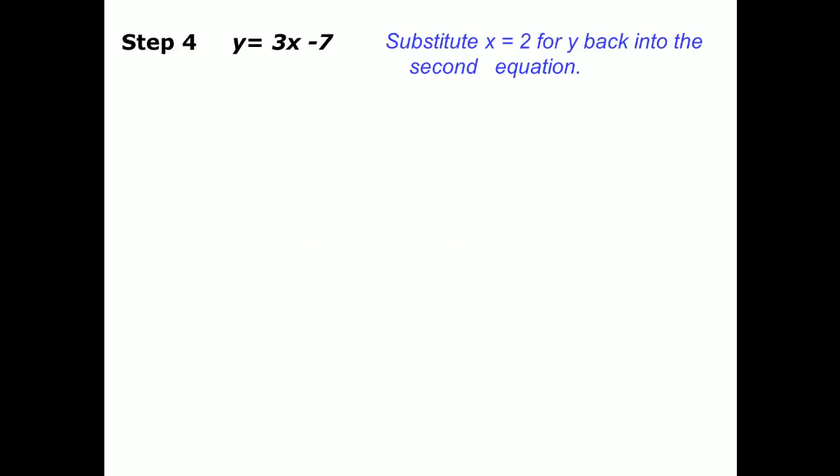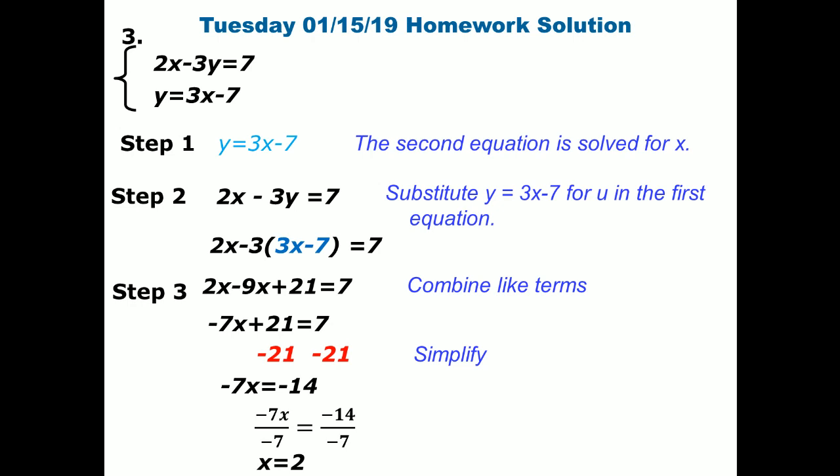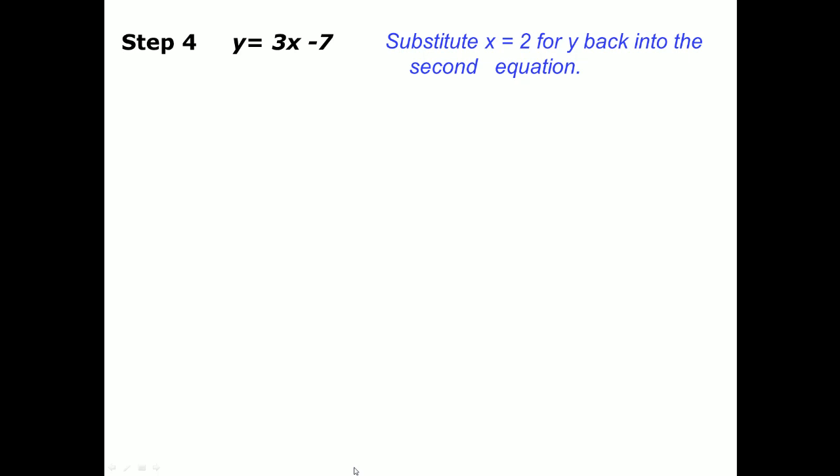Step 4. We can substitute x equals 2 back in for x into the second equation. You're like, how did you get x equals 2? Right here. We did it in step 3. Alright? So, substitute it back in. Do you see the x was replaced with 2? So y is equal to 3 times 2 minus 7. 3 times 2 is 6. 6 minus 7 is -1. So you have a y value of -1 and you have an x value of 2.